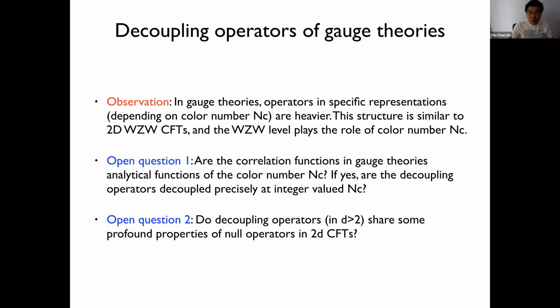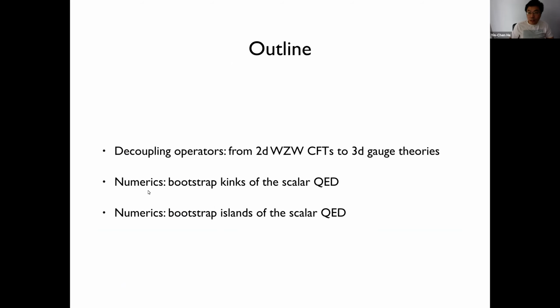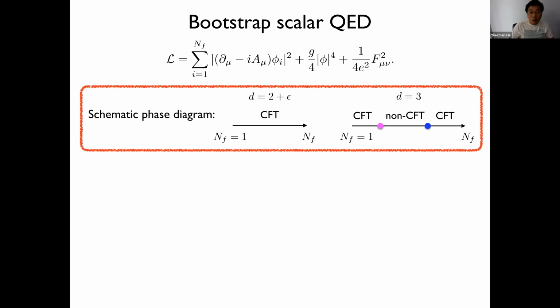Okay. So let me move on. I will change here to numerical studies of these gauge theories. In particular, I will use this concept of decoupling operators to bootstrap this scalar QED. So this is a Lagrangian of the scalar QED, where we have several flavors of bosons interacting with a U(1) gauge field. And the schematic phase diagram of this theory is that in 2 plus epsilon, this theory will flow to a CFT everywhere for any NF.